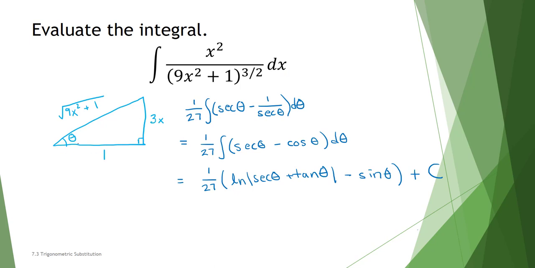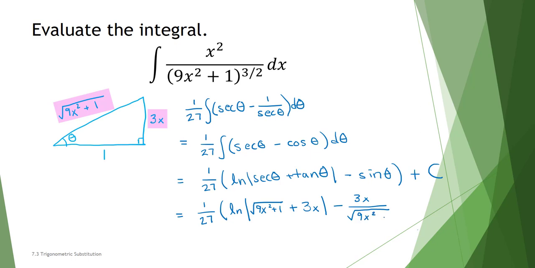So we can use this triangle to rewrite each of these trig functions in terms of x. Secant theta is hypotenuse over adjacent, so that's the square root of 9x squared plus 1. Tangent theta is opposite over adjacent, so that's 3x over 1. And then minus sine theta is opposite over hypotenuse, 3x divided by the square root of 9x squared plus 1, plus c.